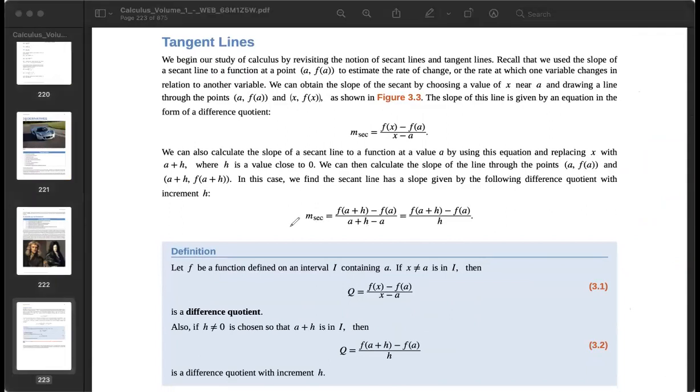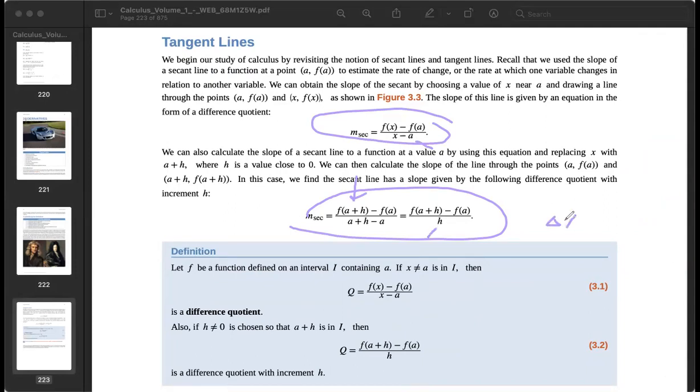I want you to understand right here where they start to get really complex. This is a very common formula. Your teacher will use either A or H. Some of them use delta X. They're all the same thing. Just keep in mind it may change. Generally, what this formula is, is that you have 2 points, okay?